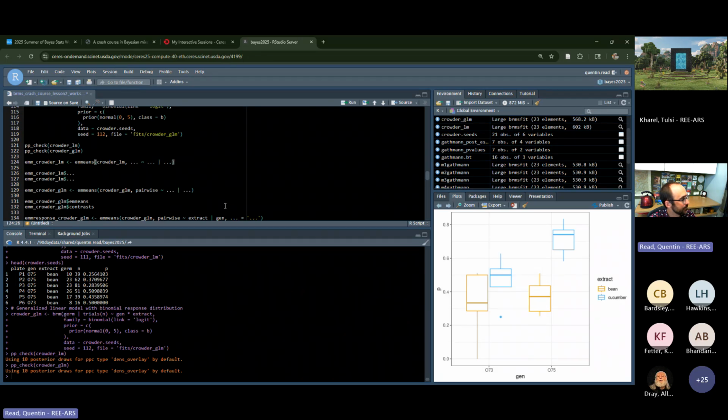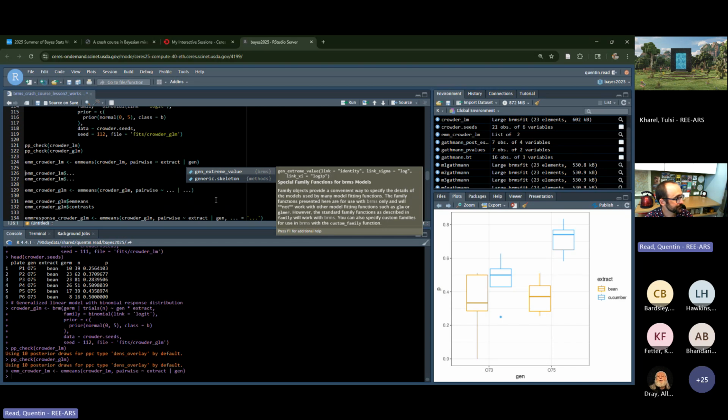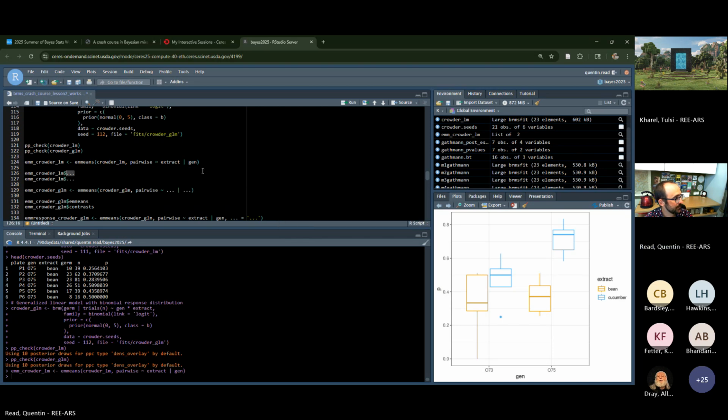emmeans is the function. Pairwise differences is what we want. We want pairwise differences between each extract, and we want that within each genotype. I'll hit Control Enter to run that. Then first, we'll use the $ sign to look at an element within an R object. So we're going to first look at the means. That's the emmeans part of it.